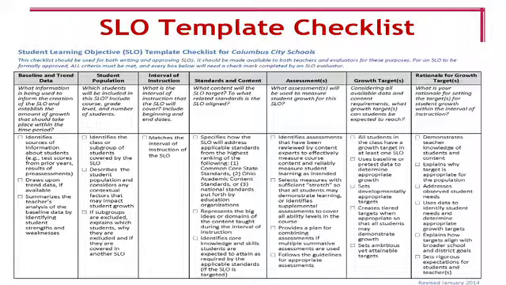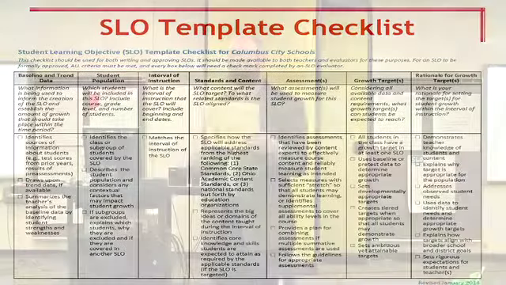First of all, as we've done with other things, at the top, it's the SLO template checklist for Columbus City Schools. I'll point out one significant change from ours versus the one you would get if you downloaded it straight from the state website. The SLO, Student Learning Objective, has 7 components, represented by those 7 columns. You'll see the titles, the first one being baseline and trend data, followed by student population, and it goes all the way over to rationale for growth target. So, 7 pieces of an SLO.